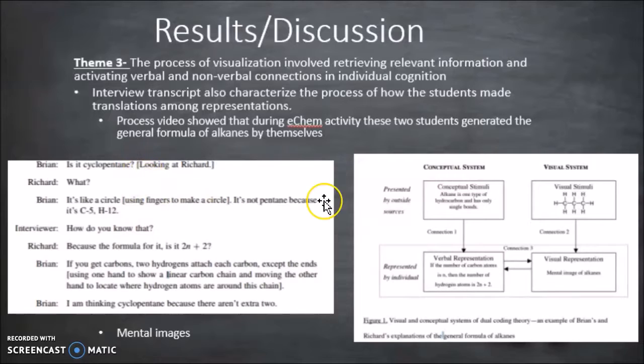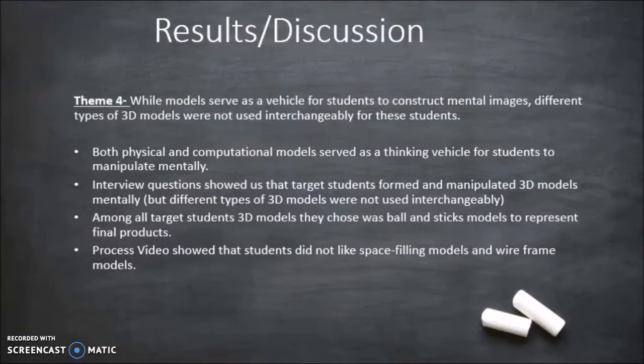Okay, and here you can see how Paivio's theory plays a role. Keep in mind that making translations between chemical representations could involve not only retrieving conceptual knowledge of chemical representations, but also creating mental images of them.